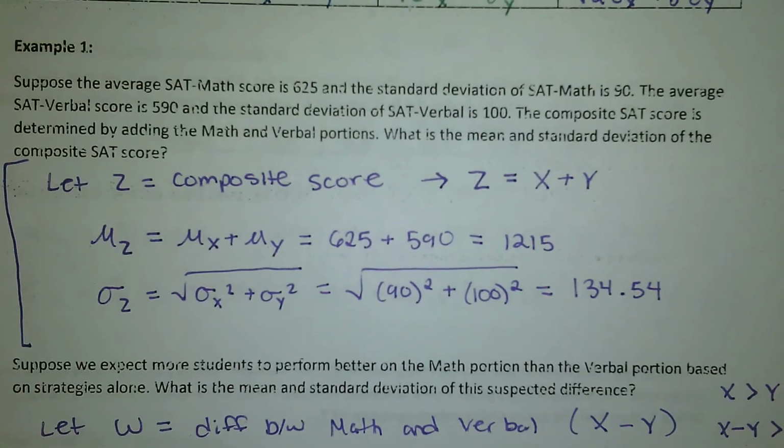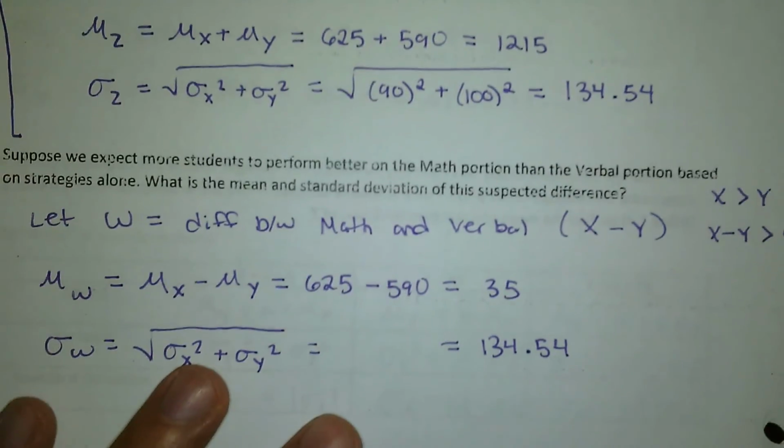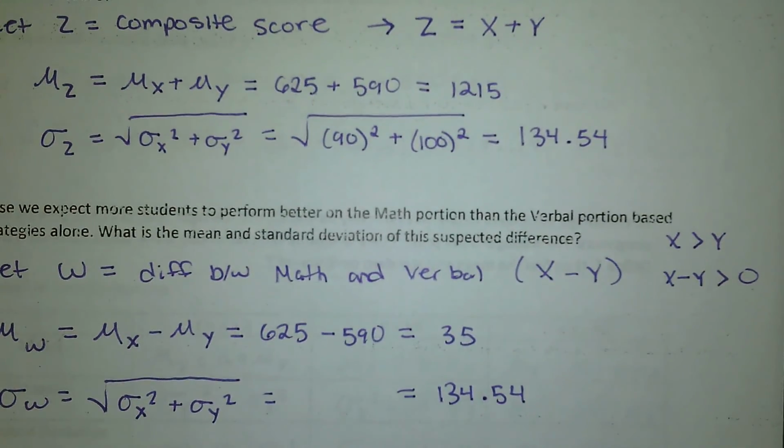And again, we would assume they're independent. We were not told anything about a matched pairs design. We weren't told anything about a before and after study. We were just told, here's the SAT math, here's the SAT verbal. We can assume that these are independent. It's reasonable. So this is just an example of combining some random variables here.